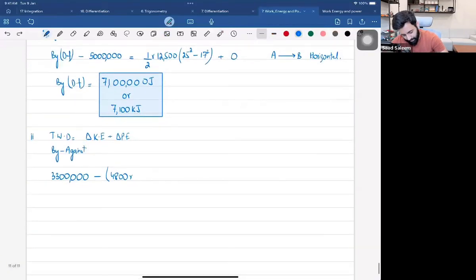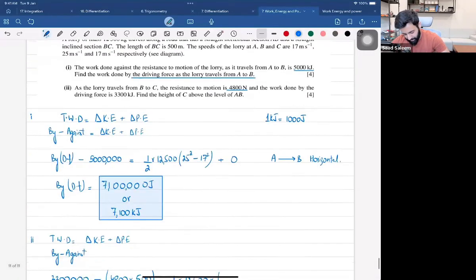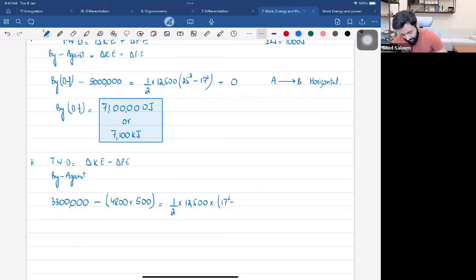That means you've understood the concept. So 4,800 multiplied by 500 equals the change in kinetic energy. Now, what would be the change in kinetic energy? It's going to be half times 12,500 times the final velocity, which is 17, squared, minus the initial velocity, which is 25, squared, plus the change in potential energy. Now, what will be the change in potential energy? The change in potential energy will be mgh, and what you're supposed to solve for is the value of h. Everything else is pretty straightforward.